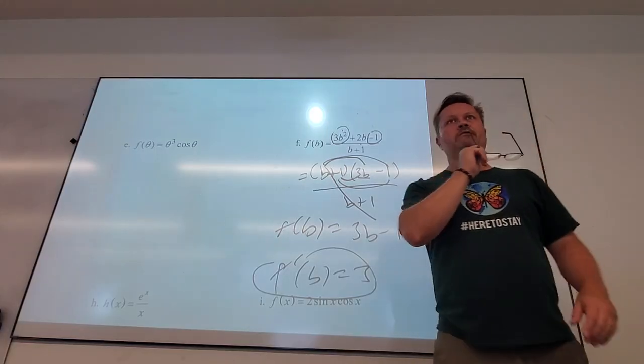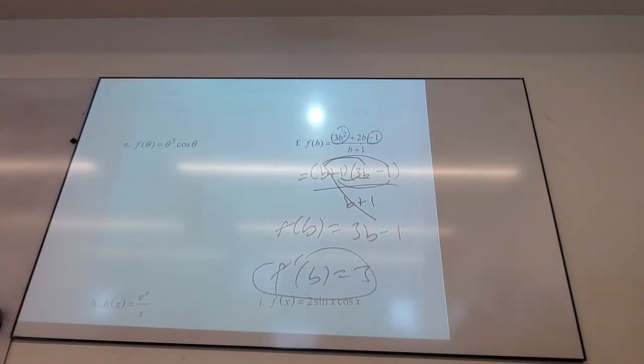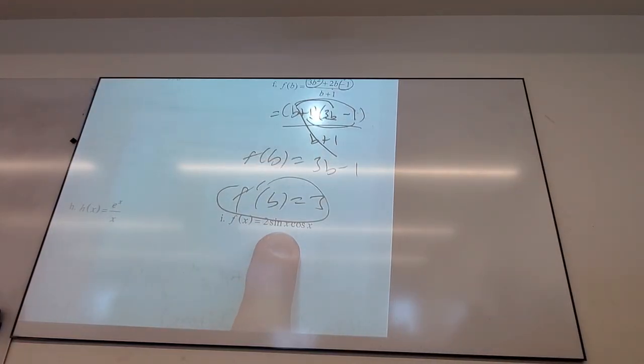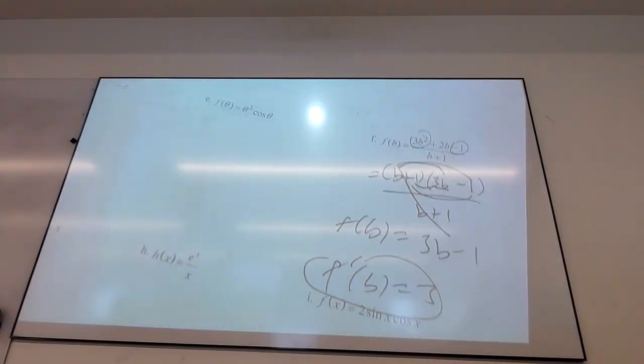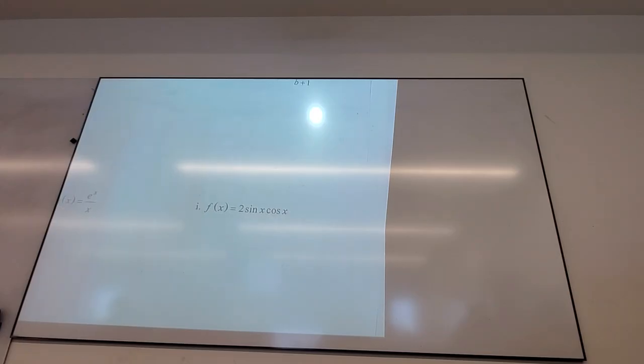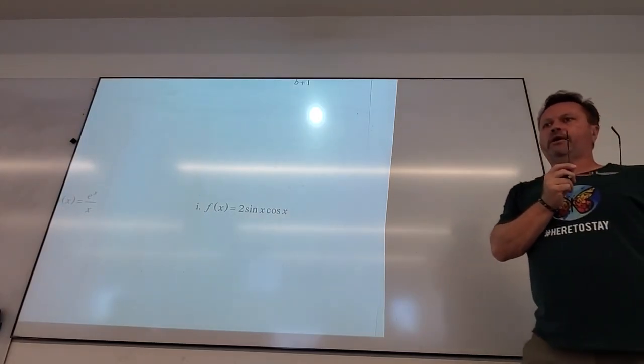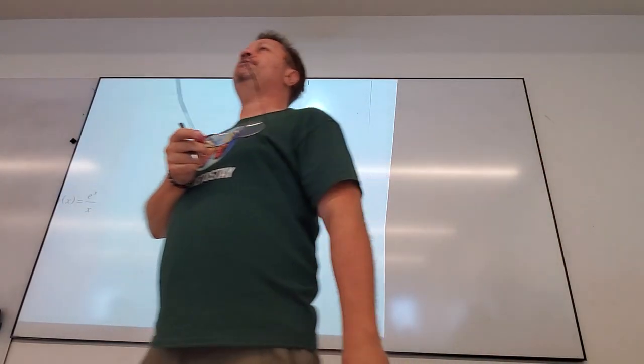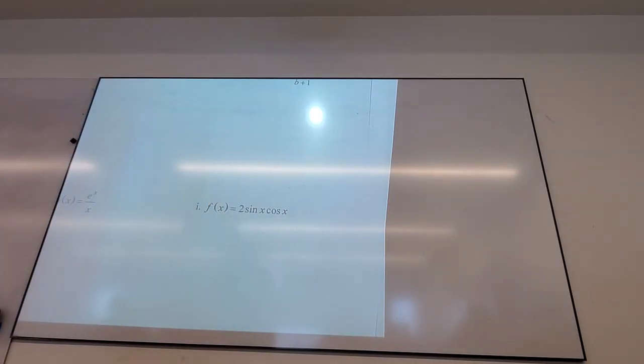Look at part I. Does anyone have any suggestion on part I? There's a way to make part I look better. Sine, cos. Because right now the way it's written, I have to do the product rule, which is not terrible. But does anyone know what 2 sine x cosine x is?